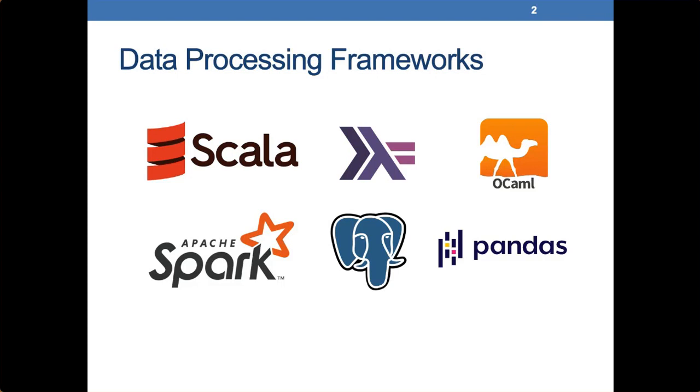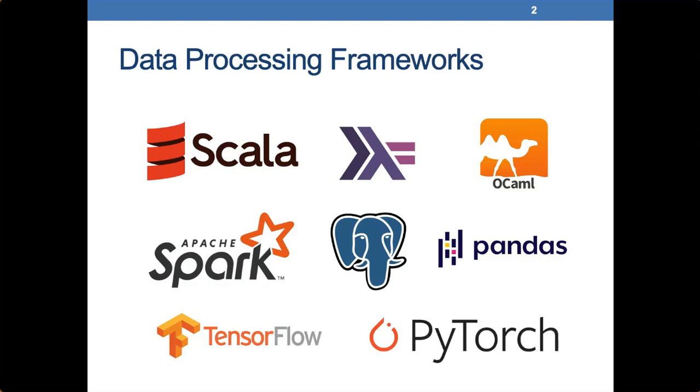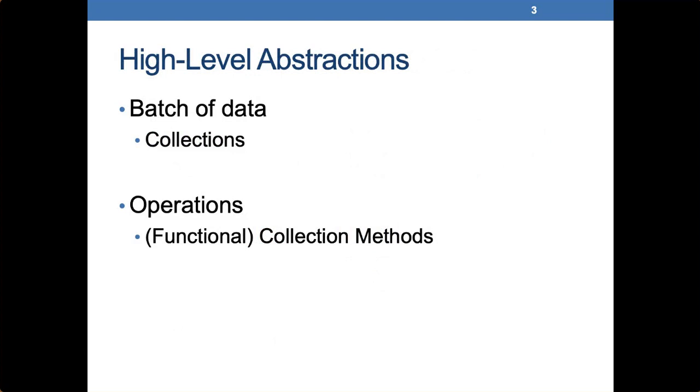And last but not the least, we have frameworks such as TensorFlow and PyTorch, which are exposing interfaces over tensors such as matrices and vectors for processing the linear algebra and tensor algebra data. So what is common among all these high-level abstractions is that all of them are basically processing a batch of data or a collection of data. And the operations over them are basically methods over the collections. And in most cases, actually, these operations are functional higher order methods.